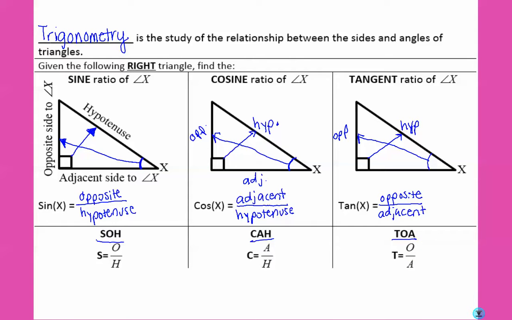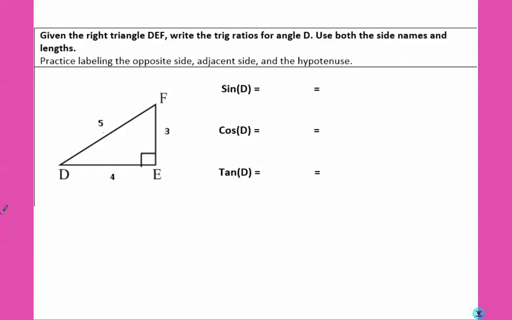So let's put this to use. Given the triangle DEF, write the trig ratios for angle D. So angle D is this angle right here. We're going to use both the side names and the lengths. So if this is angle D, across from it, that's our opposite side. Across from the right angle is our hypotenuse. And the other side is our adjacent.